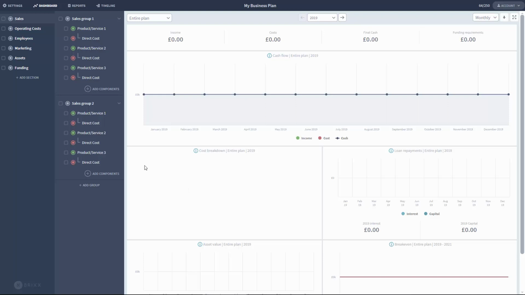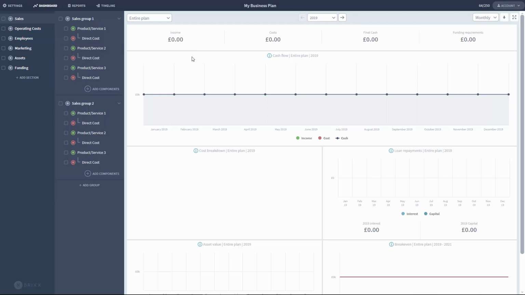Today I'd like to run through the Brixx dashboard. If you're not familiar with Brixx, we do cash flow forecasting software and business modeling software. So I'd like to show you a bit more about the dashboard, which is a really great visual way of looking at the future of your business. So let's dive in and take a look.